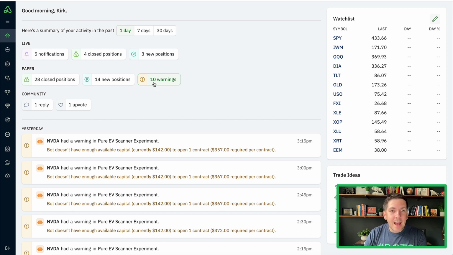I noticed that that warning was showing that the bot didn't have enough capital available to open a contract. So that was an interesting one because I completely forgot to add that as a criteria inside the trade ideas action. So it's actually a pretty simple fix, but what it actually led me to look at was why all of these warnings were happening specifically on NVIDIA, which is just one of the ticker symbols that we're testing out, and then specifically looking at the individual positions.